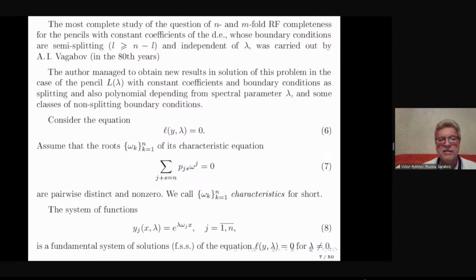Consider equation 6. Assume that the roots omega_k of its characteristic equation 7 are pairwise distinct and non-zero. We call omega_k characteristics for short. The system of functions 8 is a fundamental system of solutions of the equation L of y of lambda equals 0 for lambda not equal to 0. The next.